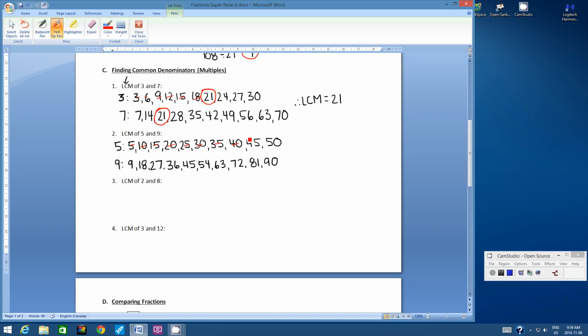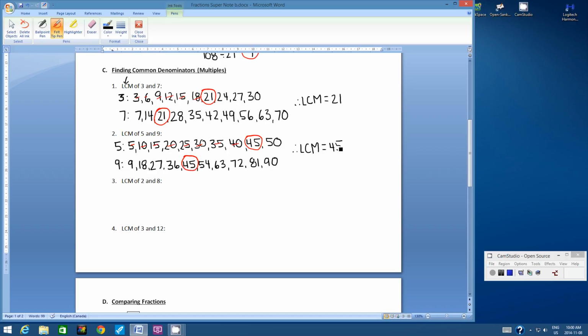So I found a number that appears in both lists, 45 and 45. You see how 45 appears very late in my multiples of 5. So if I don't find a number, I might have to continue my list either in the top row or the bottom row. In this case, I've got 45 in both lists. So don't forget your conclusion statement. Therefore, lowest common multiple equals 45.